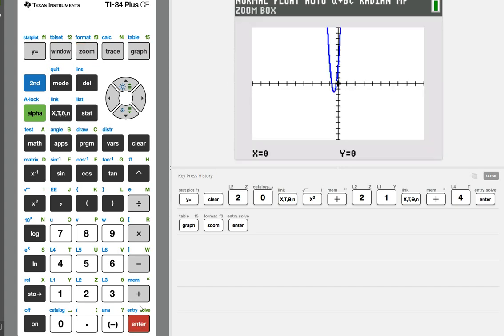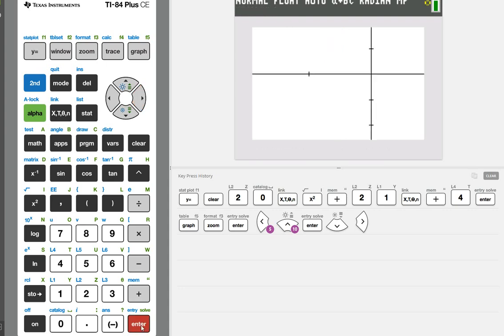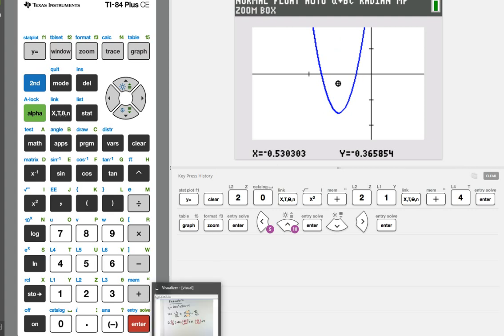That does zoom box. And just draw a little box around it by moving this cursor around. Press the enter key once, drag down, drag over, press the enter key again when you get things set up the way you want, and bam, a nicer graph. All right, you don't have to be a genius in graphing these things.